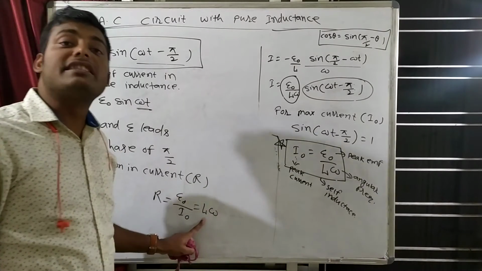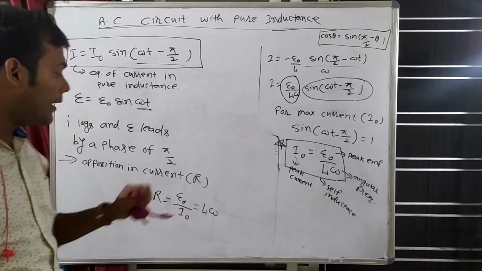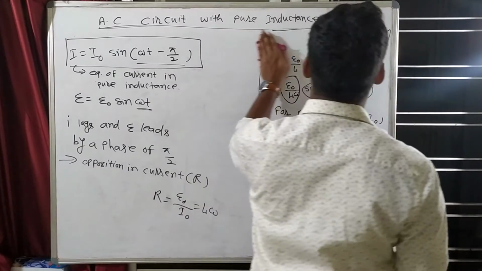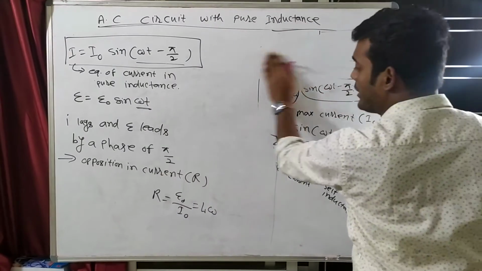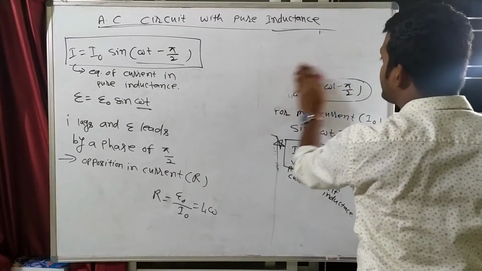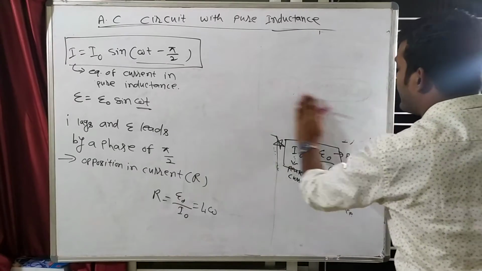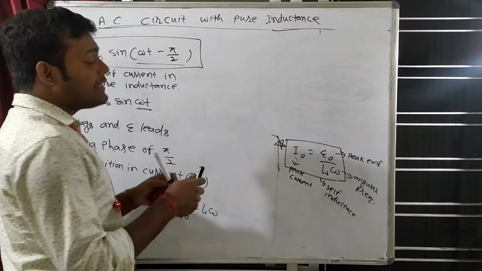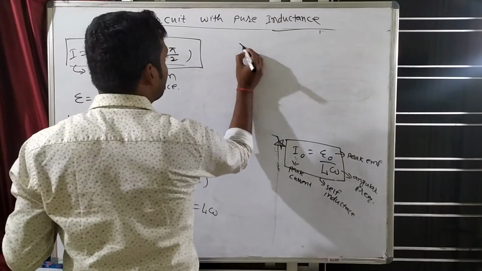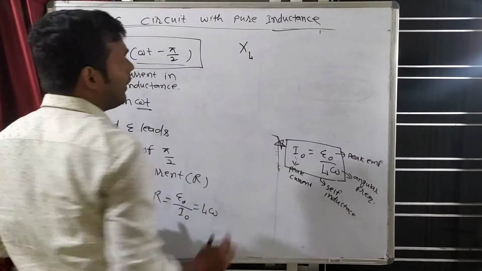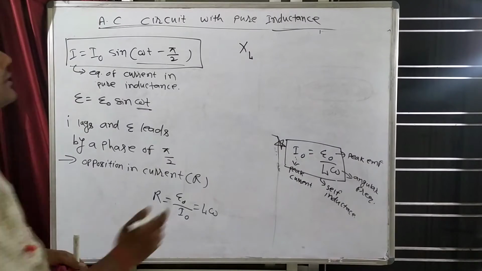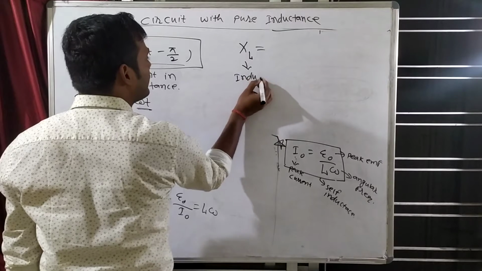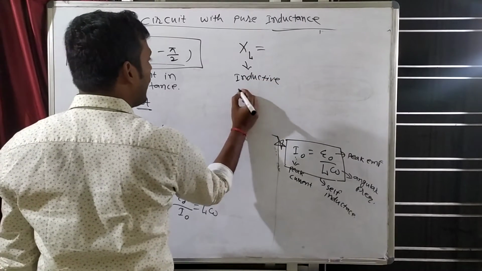What is L? L is self-inductance. What is omega? Angular frequency. And this resistance has a special name. What is that special name? This special name is inductive reactance. This is a special resistance, and that resistance is XL, known as inductive reactance.